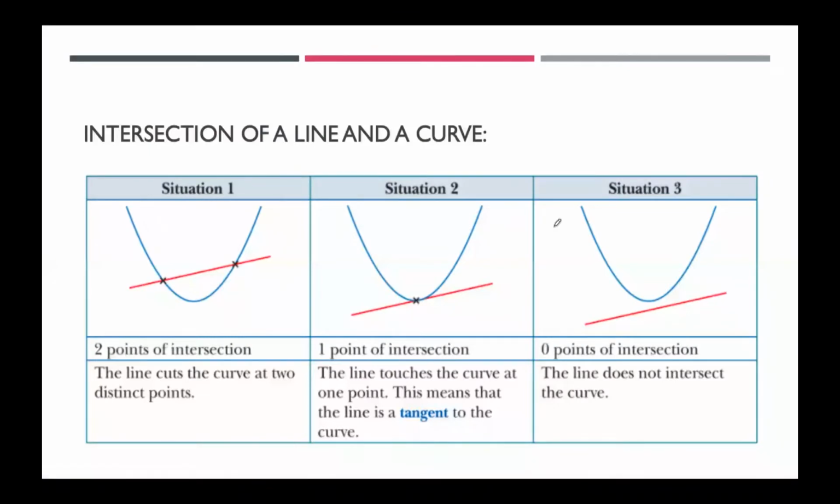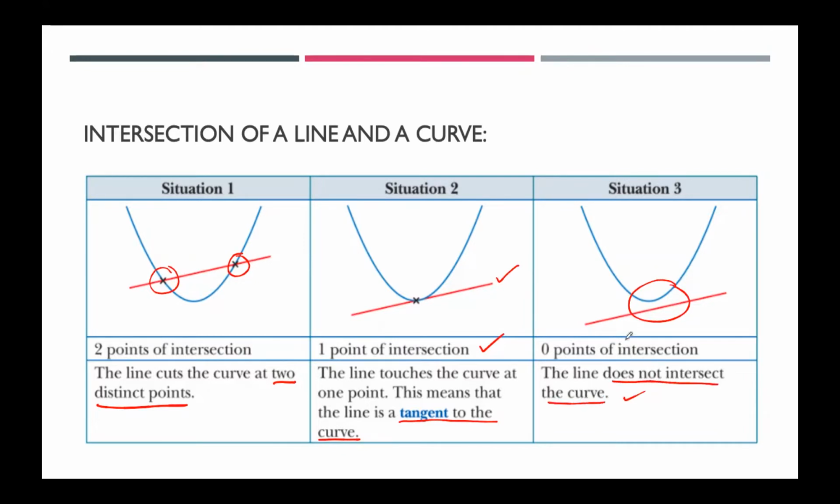The first one is that the line cuts the curve at two distinct points, so take note of the term that we used here. Obviously there are two possible points of intersection. If you only have one point of intersection, then this particular line is tangent to the curve. And lastly, if there is no point of intersection at all, then the line does not intersect the curve.